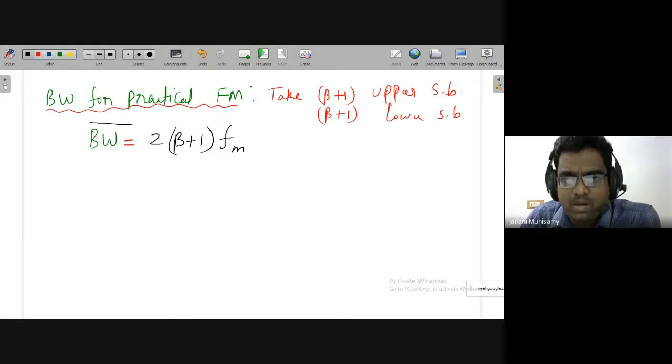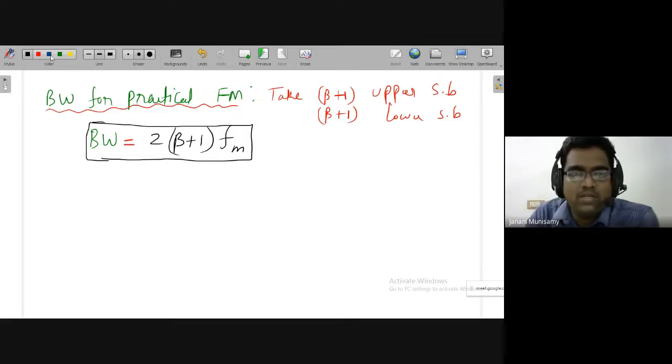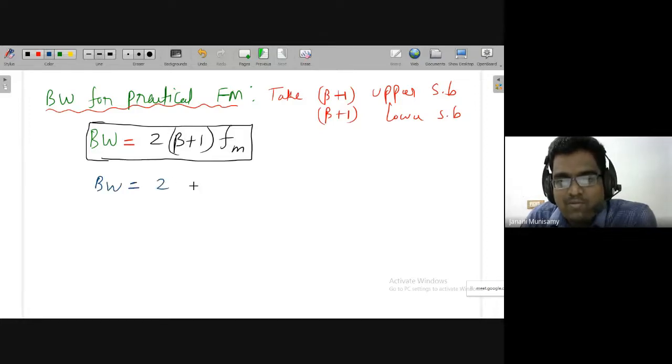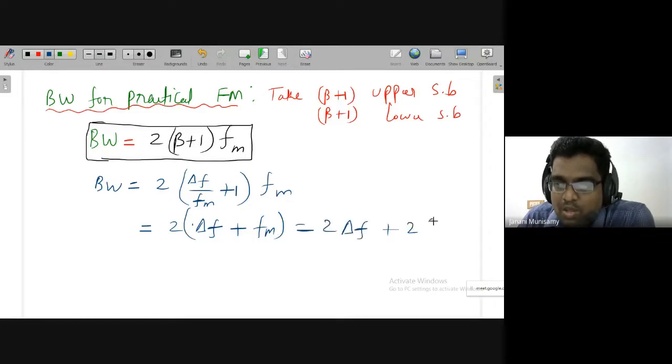This is an important formula you have to remember. For wideband FM, the bandwidth formula is 2 times (beta plus 1) times fm. Now we will try to modify this equation. We already know the definition of beta: beta is del f divided by fm. If you simply modify this, we get 2 times (del f plus fm), or 2 del f plus 2 fm.